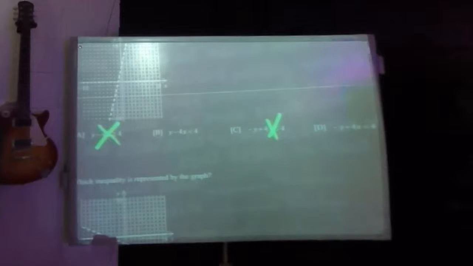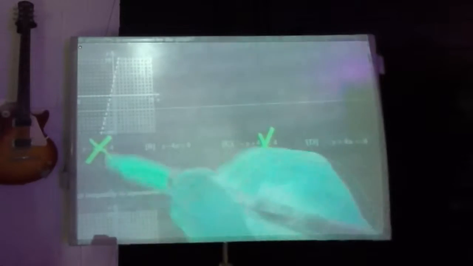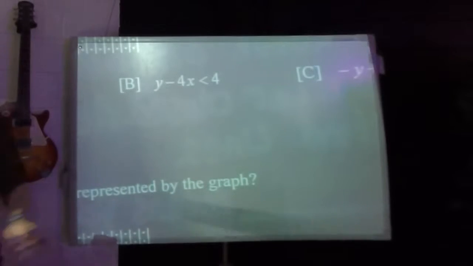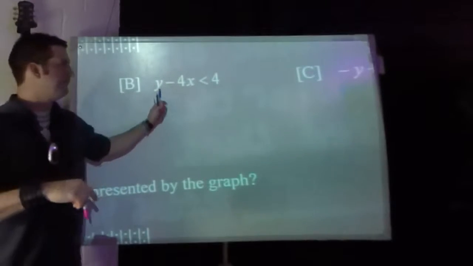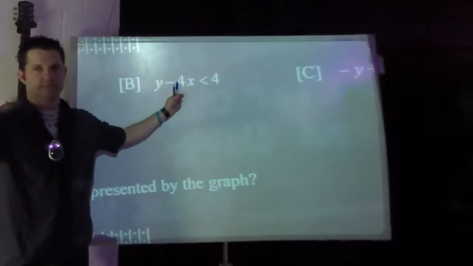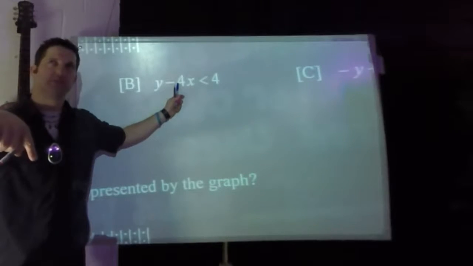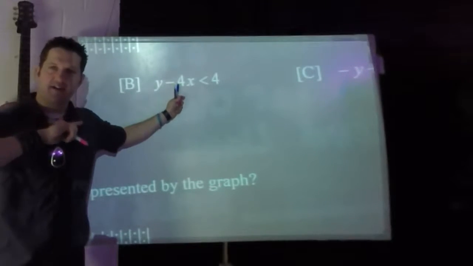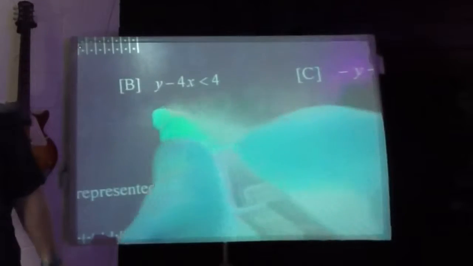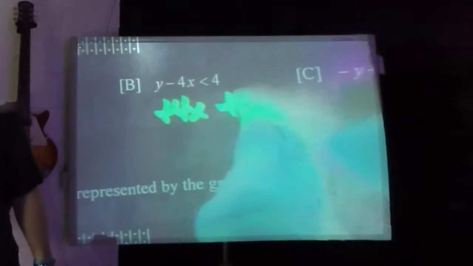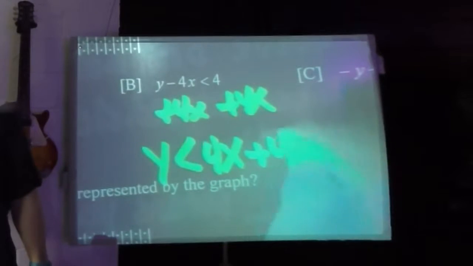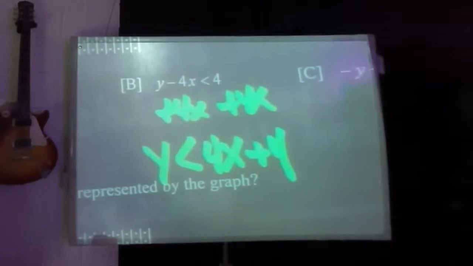All right, here's the good thing about 50-50. We just need to work them out and see which one goes with our picture. And this is not hard. Get this into mx plus b, you just have to do one thing. What is it? Add 4x to each side. Don't add negative 4x, just add 4x. And you end up with y is less than 4x plus 4.